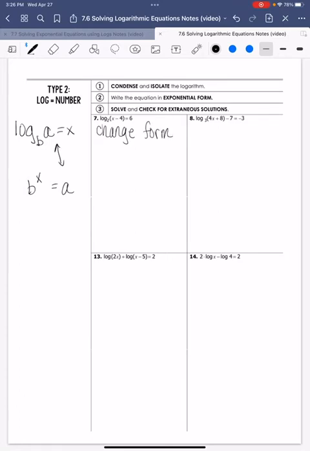This is going to become 2 to the 6th equals x minus 4. So 2 to the 6th, that's 2, 4, 8, 16, 32, 64. That's 2 to the 6th. Add 4.